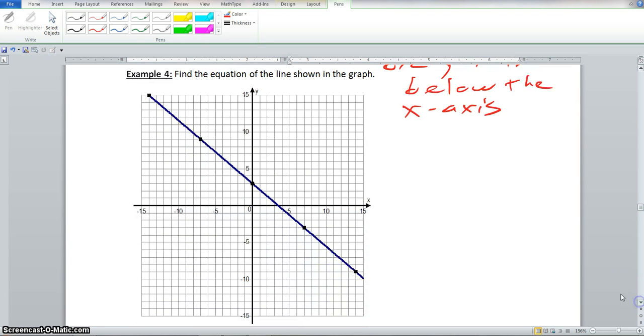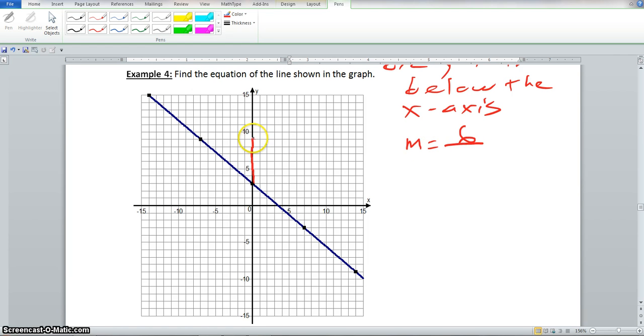Okay, now we go to example 4. It says find the equation of the line shown in the graph. The first thing we should be able to find with ease is the slope. We have an exact point here, an exact point here, so we could do rise over run. We would go up 1, 2, 3, 4, 5, 6. So we went up 6. Let's write this out. Our slope, our rise, would be 6.